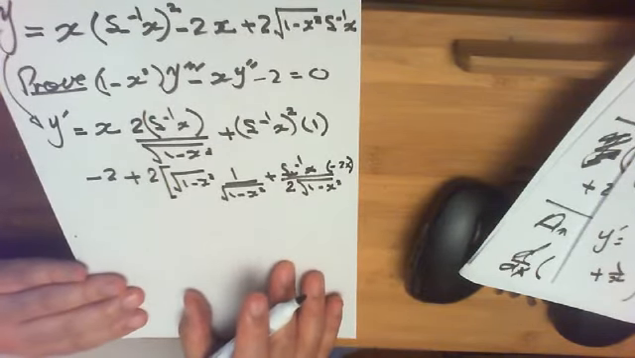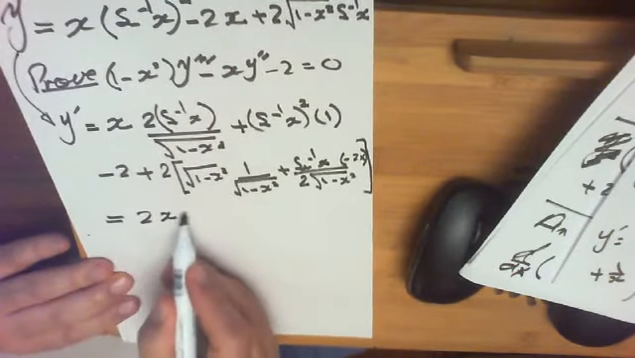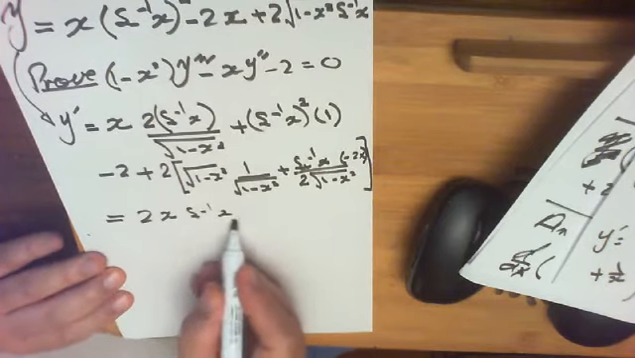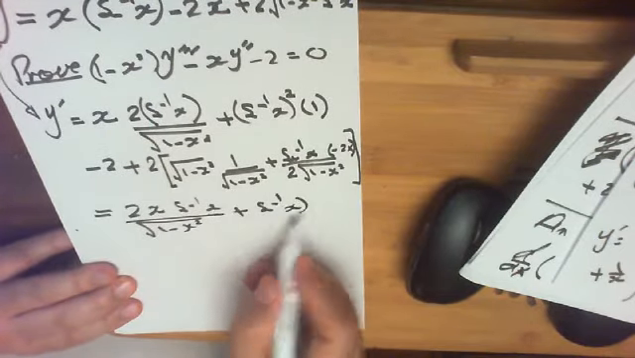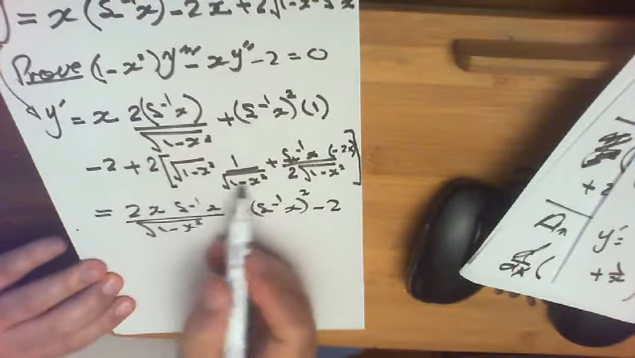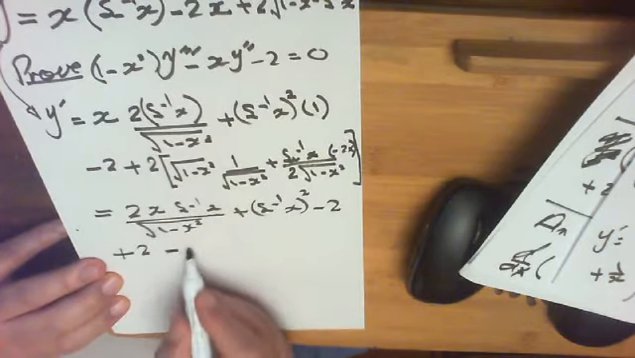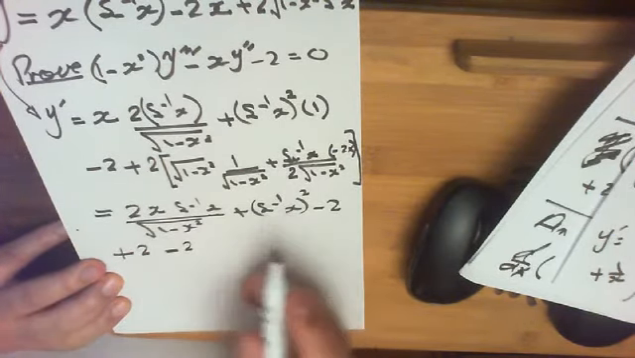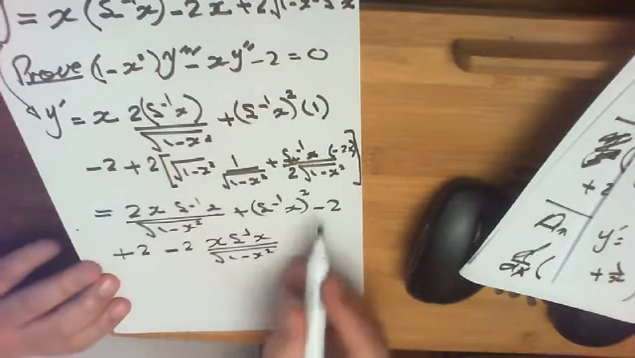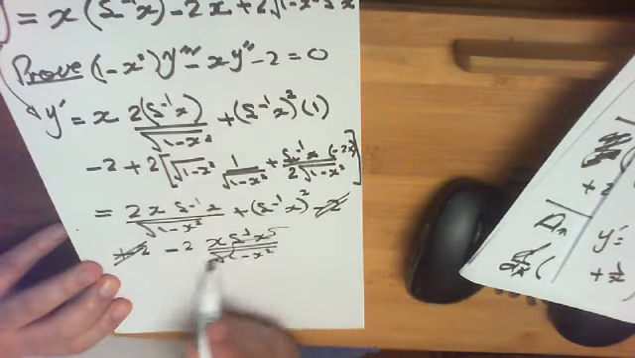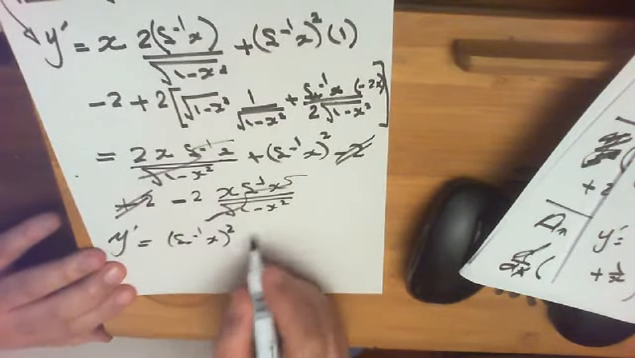Okay, let us simplify. This is 2x sine minus 1 x divided by square root 1 minus x squared, plus sine minus 1 x all squared, minus 2. Here this will cancel this, so we have 2 with the 2 minus, and outside we have 2. Okay, so we have x sine minus 1 x divided by 1 minus x squared. This 2 cancels this 2, this part cancels this part, so we have finally y dash equals sine minus 1 x all squared.